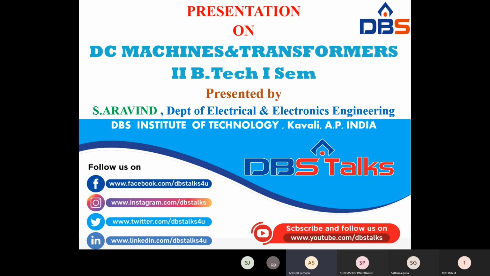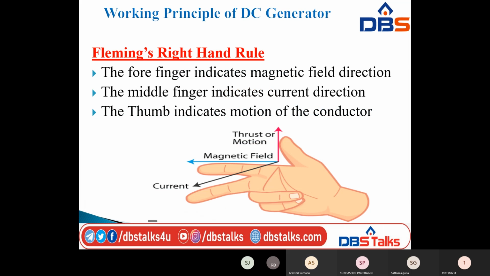So here we have Fleming's right hand rule. This is our right hand. Assume that this one is a right hand. Here we have the five fingers: this one is the thumb, the forefinger and the middle finger.